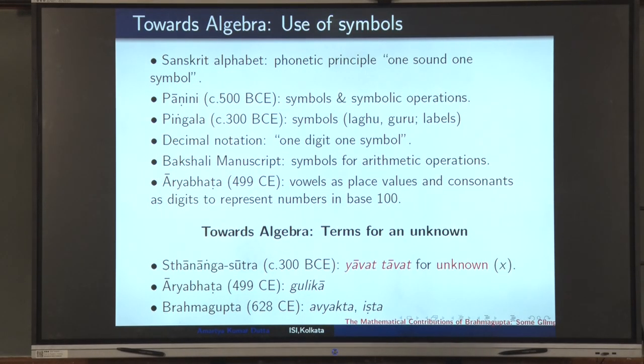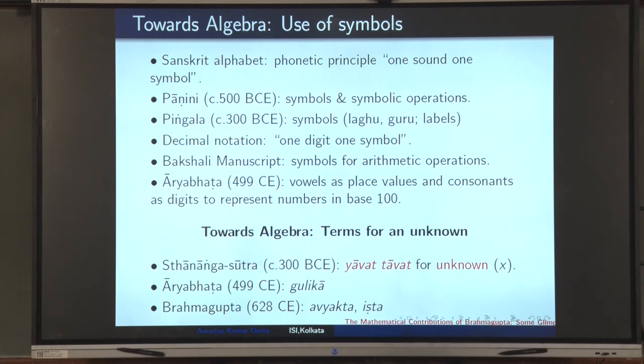Decimal notation itself is something like the Sanskrit alphabet. Sanskrit alphabet is one sound, one symbol, and decimal notation is one digit, one symbol. Bakshali manuscript has symbols for arithmetic operations, which I will show you, and Aryabhata uses vowels as place values and consonants as digits to represent numbers in base 100. So, this is as far as the use of symbols before Brahmagupta.